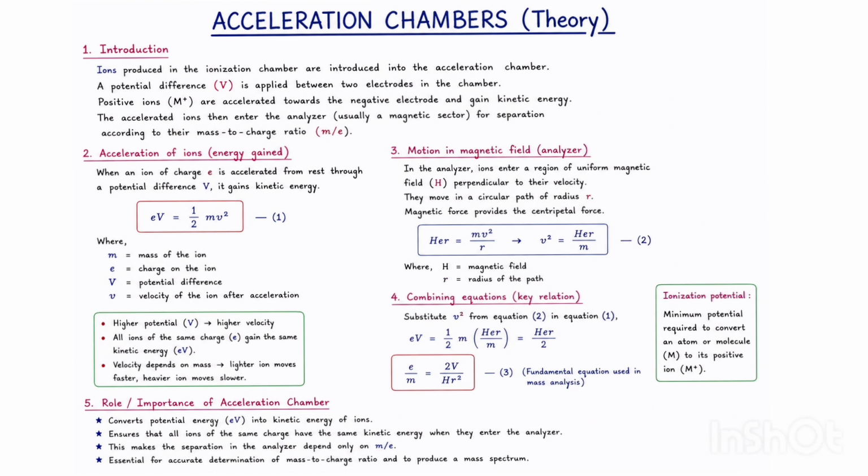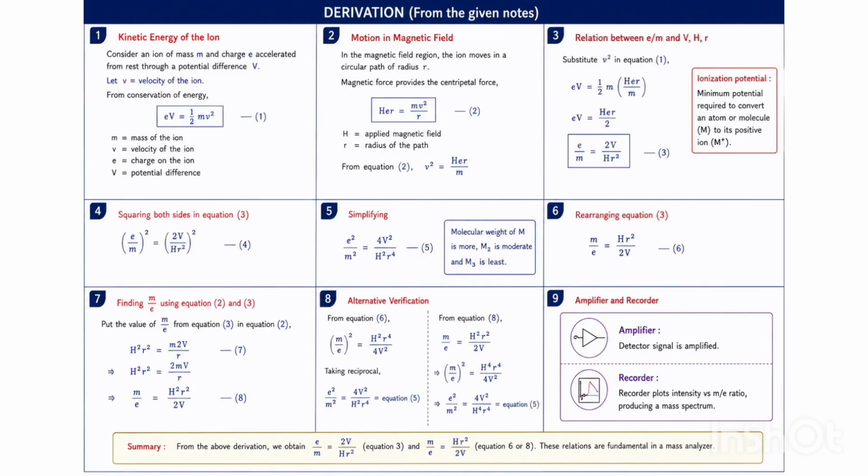Once ions are formed, they enter the acceleration chamber. Here a high voltage is applied, causing all ions to gain kinetic energy. The kinetic energy acquired by an ion is ½mv² = eV, where m is the mass of the ion, v is the velocity, e is the charge, and V is the accelerating voltage. This chamber ensures that ions move at high speed towards the mass analyzer. An important point is that all ions receive nearly the same kinetic energy before separation.